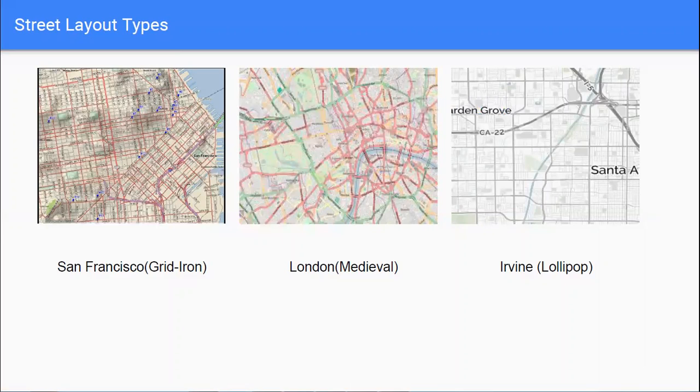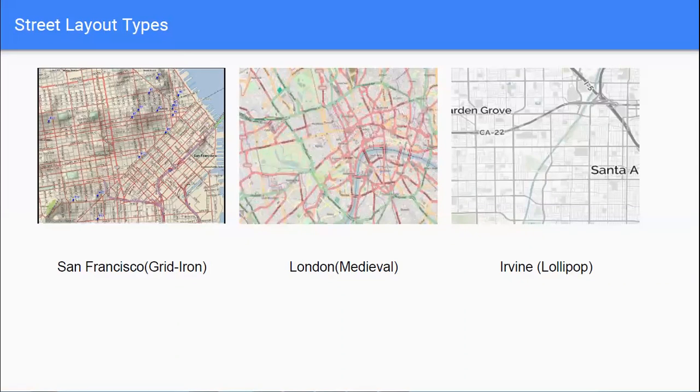So in this slide, we can see different types of street layouts. For example, San Francisco has a gridiron layout consisting of planned grids of perpendicular streets, whereas London, which is an old city, has a medieval layout, resulting from unplanned growth for centuries, which is usually the case in most older cities. Next, we can see Irvine in California.